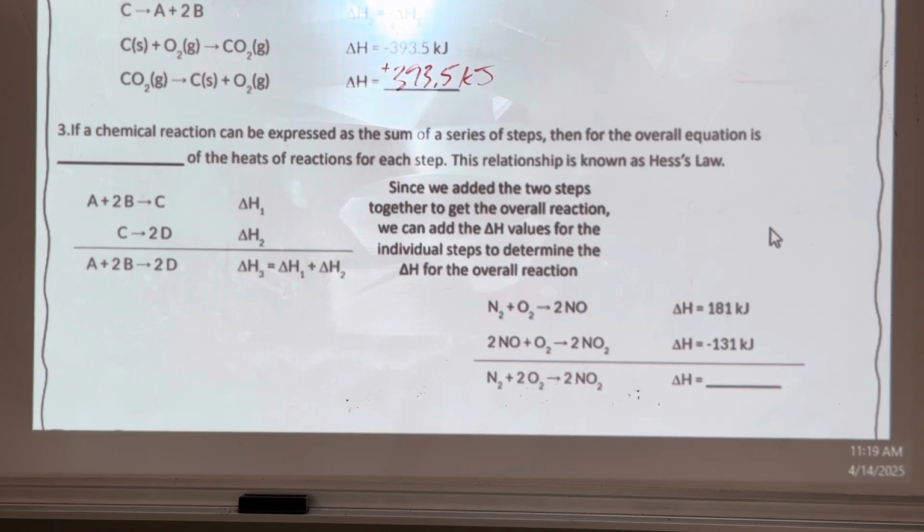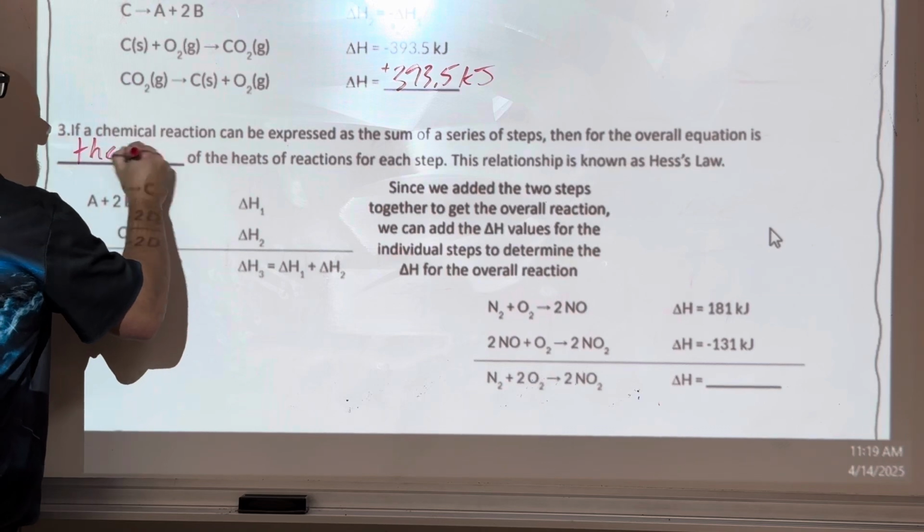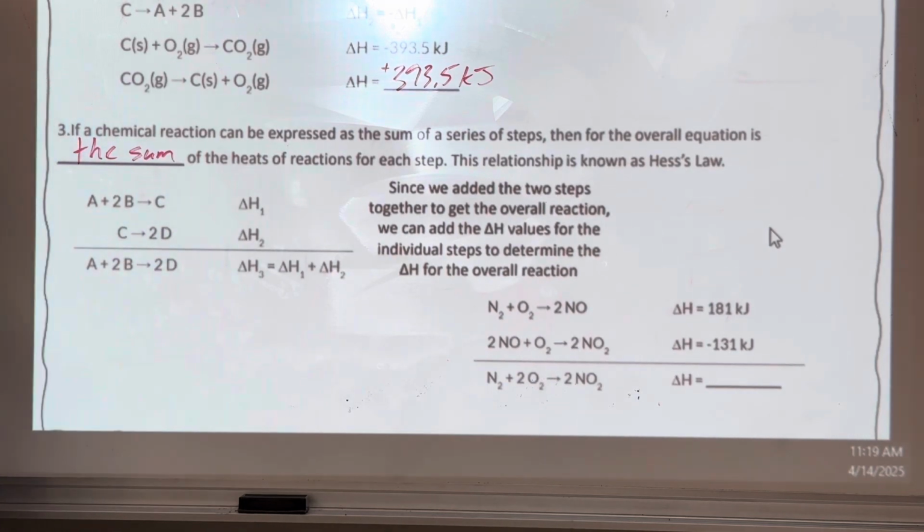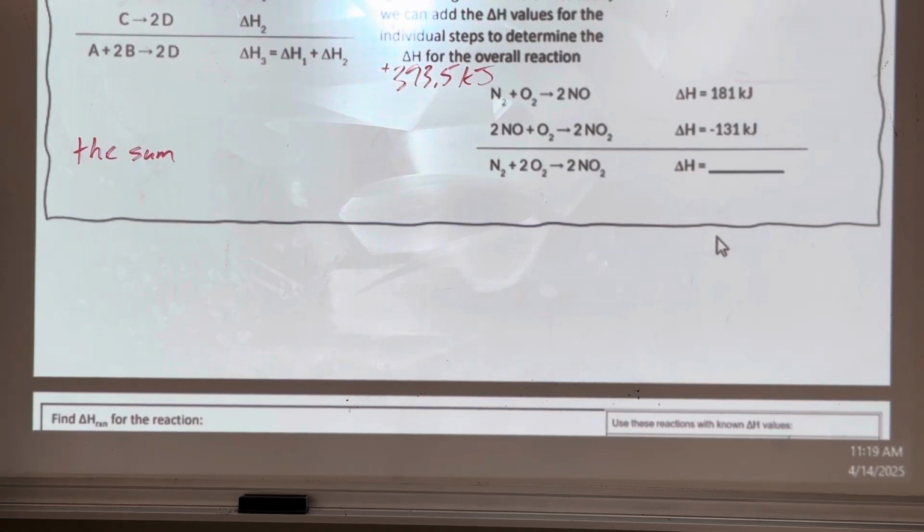And then if you have multiple steps, you have to take the sum, getting tired of seeing that word, of the heats and the reaction steps. And this is known as Hess's Law. We briefly mentioned this in Unit 2, so it's not a whole lot of new stuff, but a little. So let's look at this example.